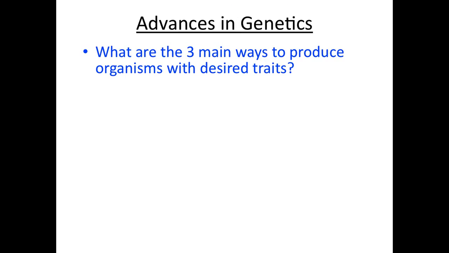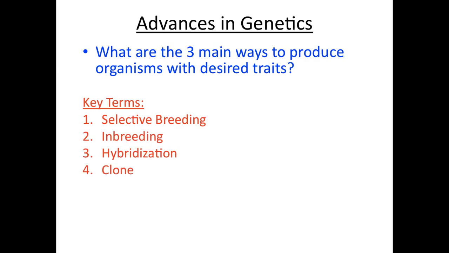We're going to specifically talk about three main ways we can use advances in genetics to produce organisms with certain desired traits. And there are several key terms involved. You'll see them all highlighted in red, and I'll be filling in their definitions as we go.